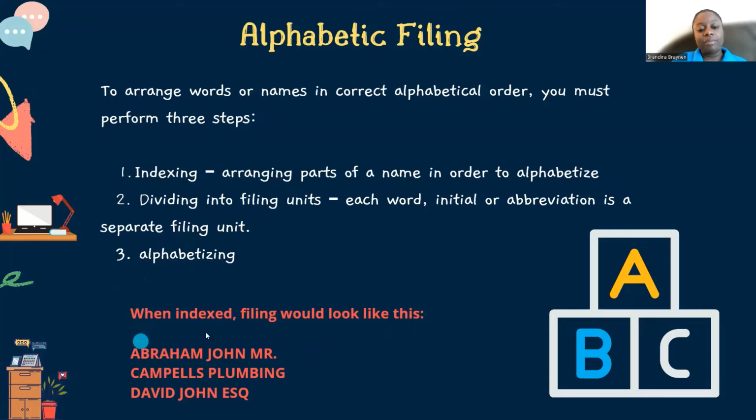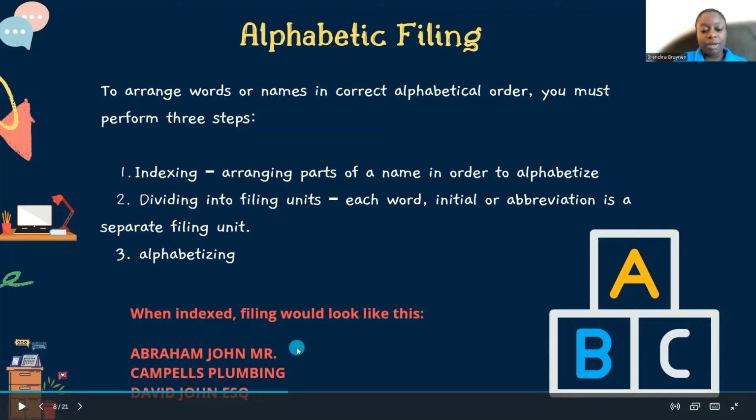If this person's name was Mr. John Abraham, we're going to start our filing. Our first filing unit is going to be each word, of course. Each word is a filing unit. And so Abraham, the last name, is always going to be the first filing unit for any individual. Their last name, then their first name, middle name, and any title that they have. And so in this instance, Mr. John Abraham is going to be filed, or we're going to write on his file, Abraham John, Mr.